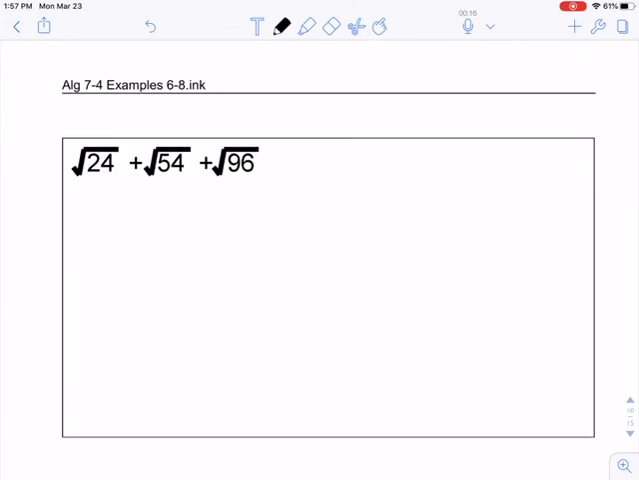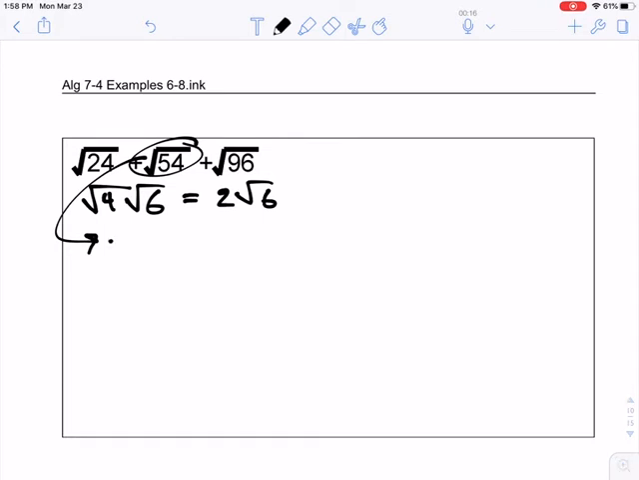All right, last example here. Same type of thing. Stop, and then come back. All right. The square root of 24 is the square root of 4 times 6, which gives me 2 times the square root of 6. Now the square root of 54 gives me the square root of 9 times the square root of 6, which gives me 3 times the square root of 6.